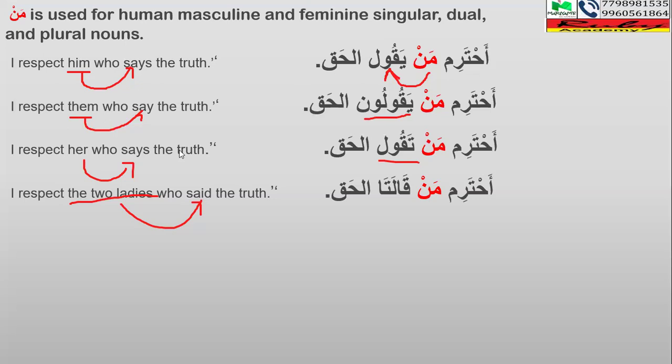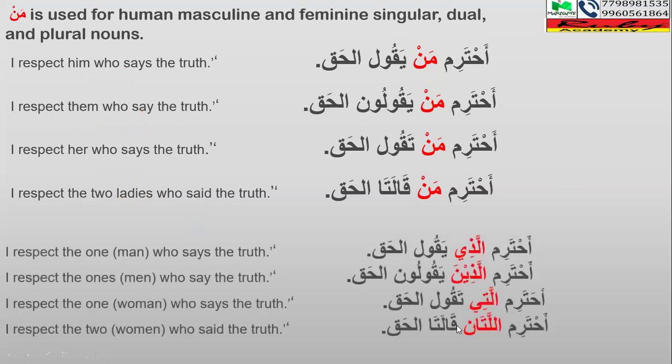But if I change these sentences, or if I replace man with allazi, then we need to take it according to the gender and number. You can see. Now for the first one, how will you say? I respect the one who says the truth. I respect the ones. Yes, allazi, allazina, allati, allatani.